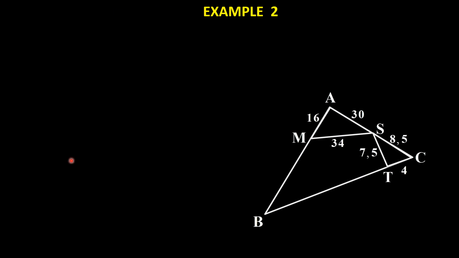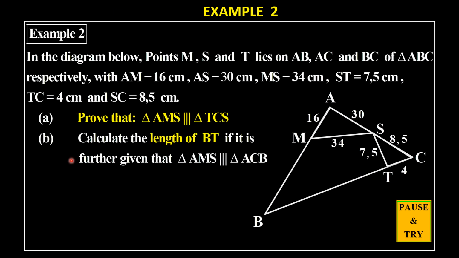Here's an example for you to try on your own. There we have a diagram with some measurements in there. I want you to read that on your own first. And we have to prove AMS is similar to TCS. And then there's a calculation where we have to just substitute some lengths and work out a missing length there. Right? So let's pause the video and you try it. And once you've done that, you can go to the start again and we look at the next slide.